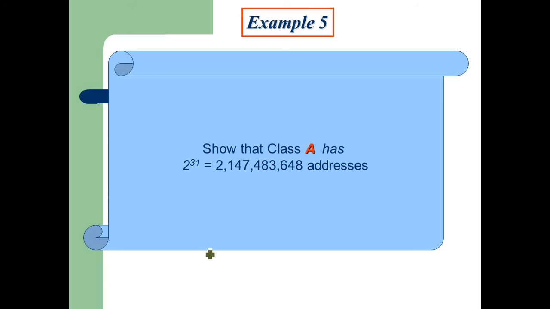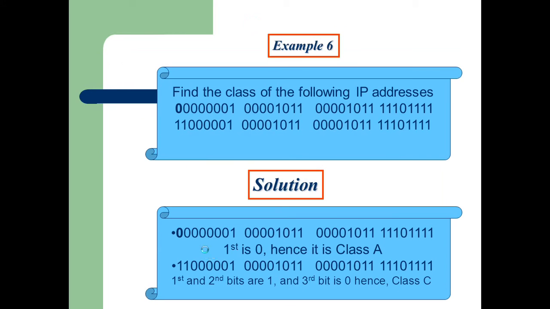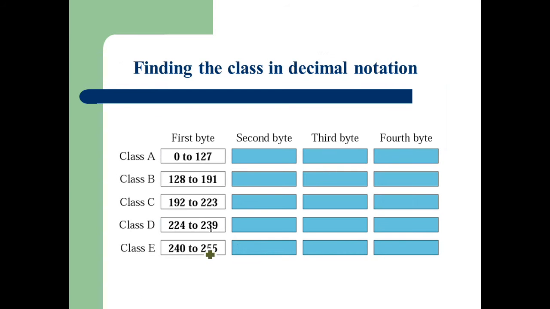Now from this we can see that class A has 2 to the power 31 number of addresses. One bit is fixed, so it should have 2 to the power 31 addresses. Now I'm skipping this part. Now this is what we have calculated. The first bit, if it is 0 to 127, this is class A. 128 to 191, this is class B, then class C, class D, class E.